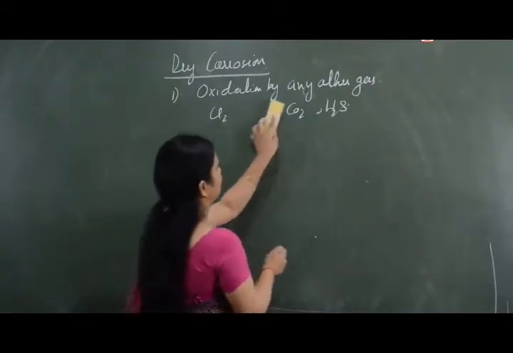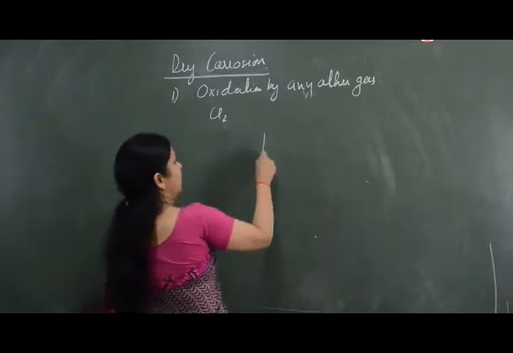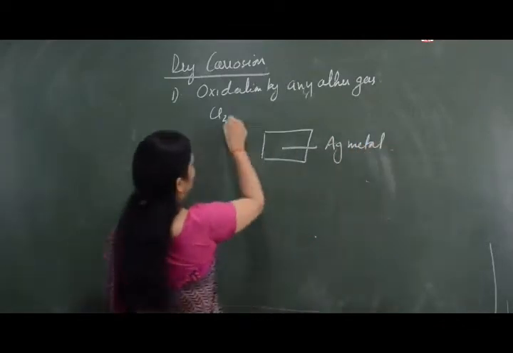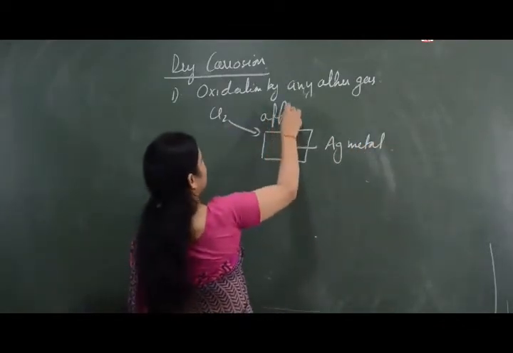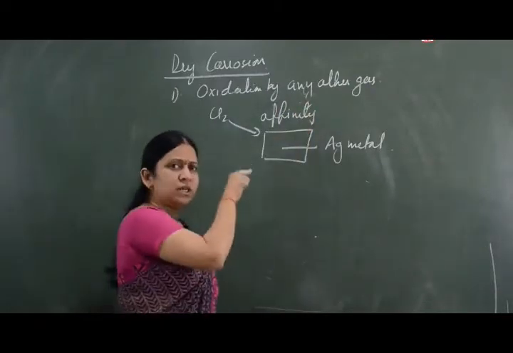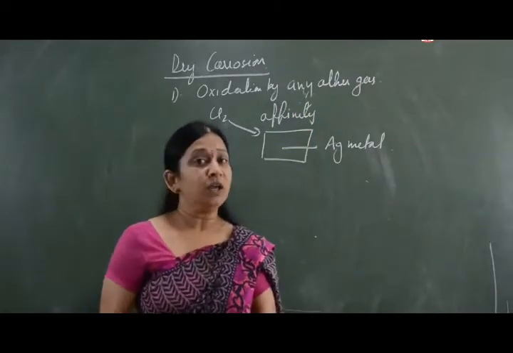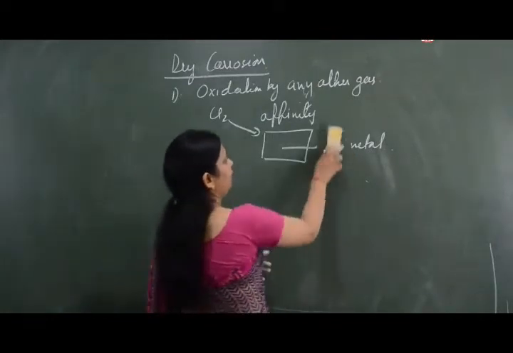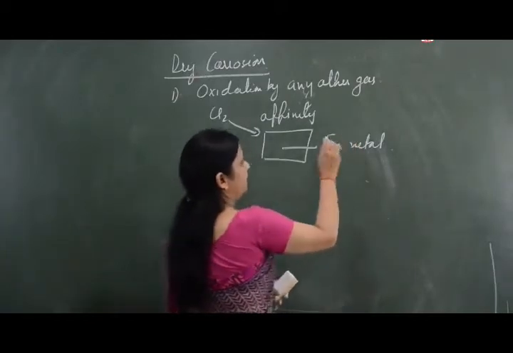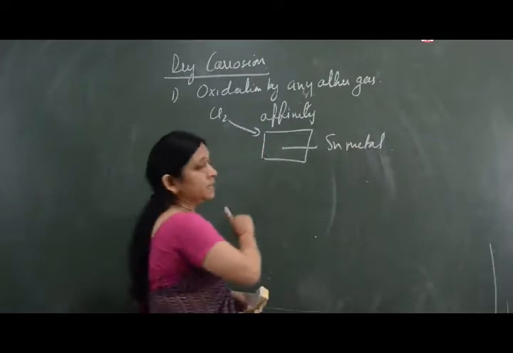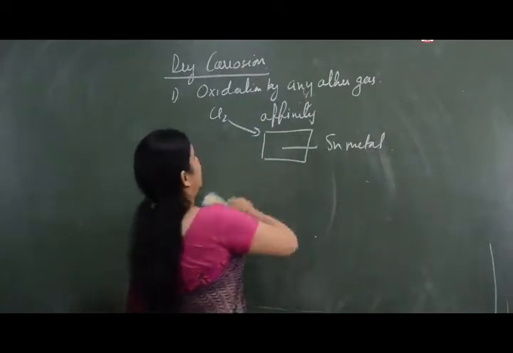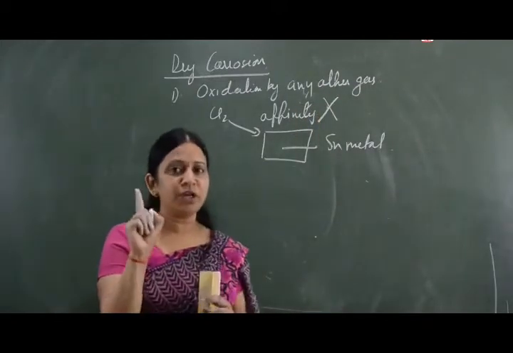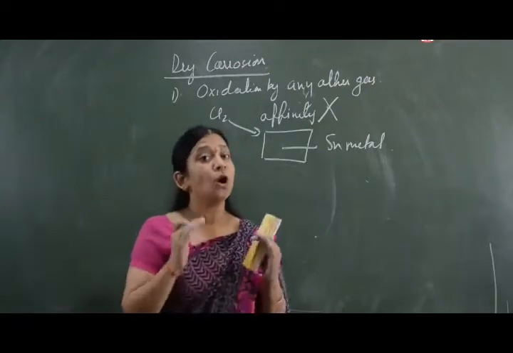Suppose I take up chlorine. If we are having a metal of silver, then chlorine has an affinity for this metal, and because chlorine has an affinity for silver, the layer which will be formed is a protective layer. Now the second condition: if I take tin in place of silver, then chlorine does not have an affinity for tin, and because it does not have an affinity for tin, the layer which is formed is a non-protective layer.